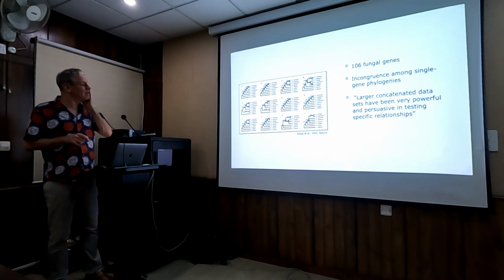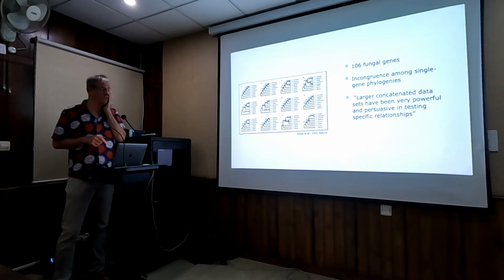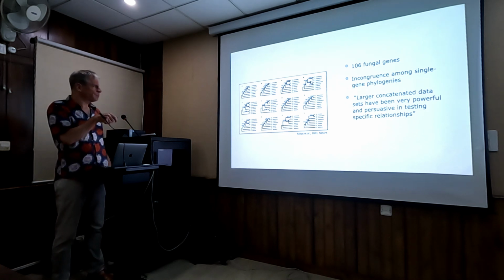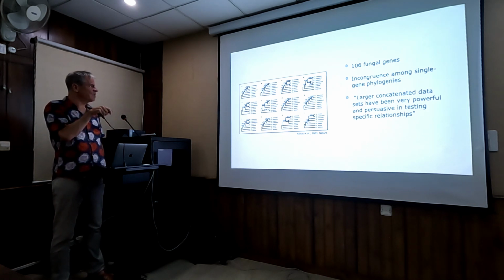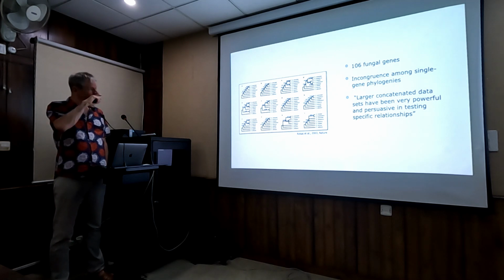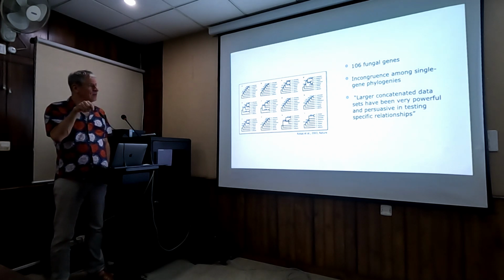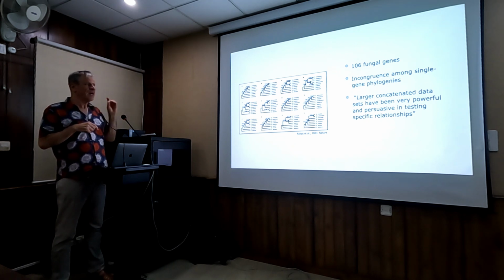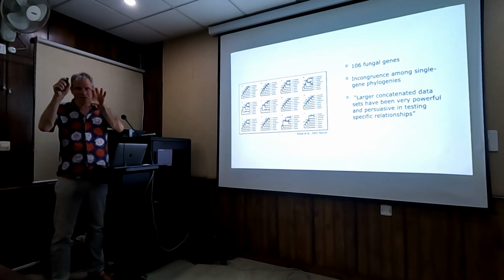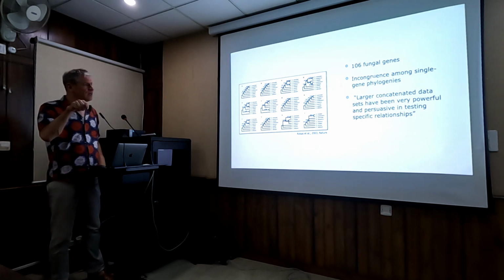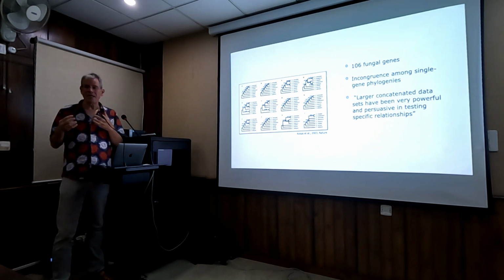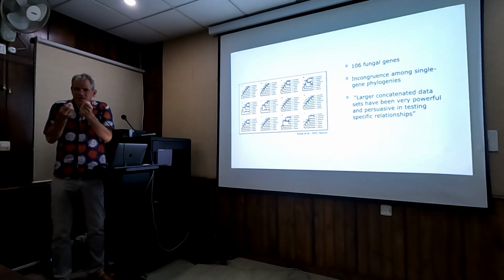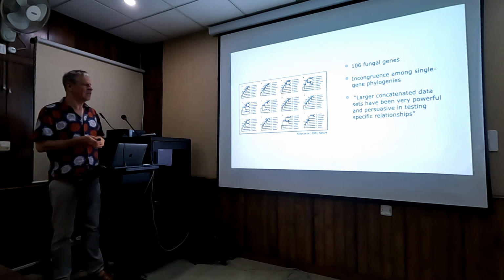This is a very nice paper. It's already 20 years old. It's on fungi, and this is for a clade of yeast-like fungi. The authors sequenced 106 fungal genes, and they did find that amongst these 106 genes there was good incongruence, meaning a gene could tell a different phylogenetic story compared to another gene.